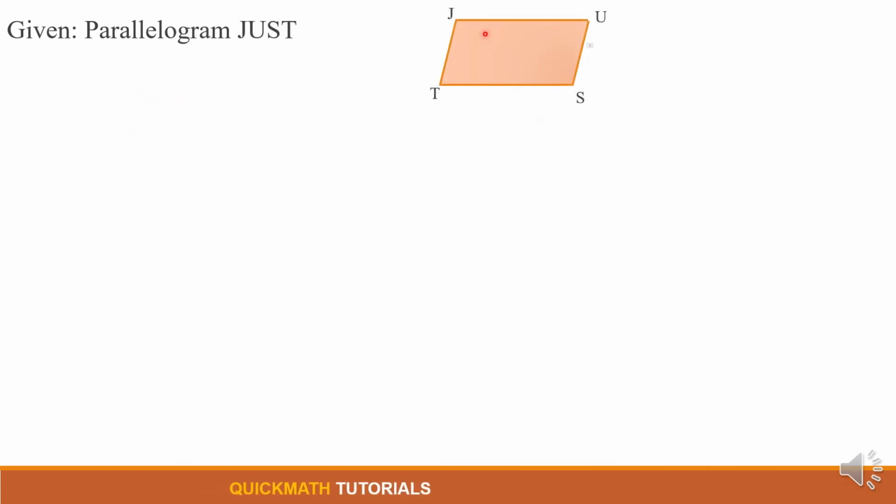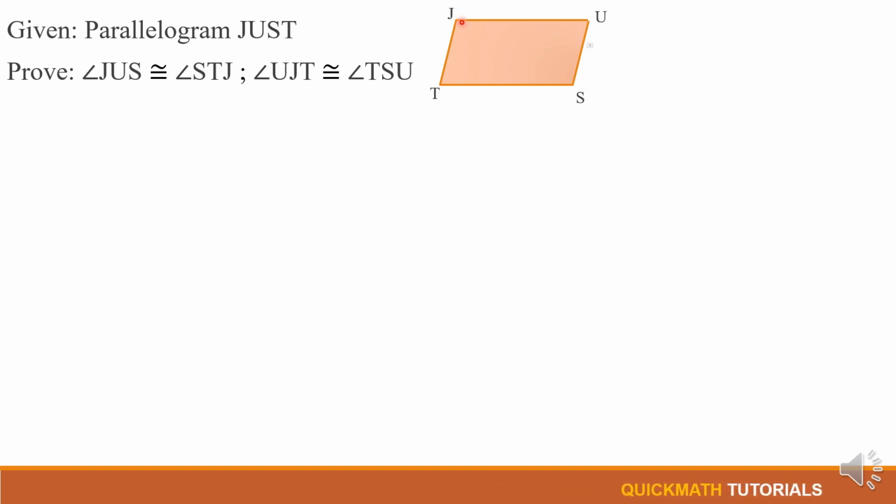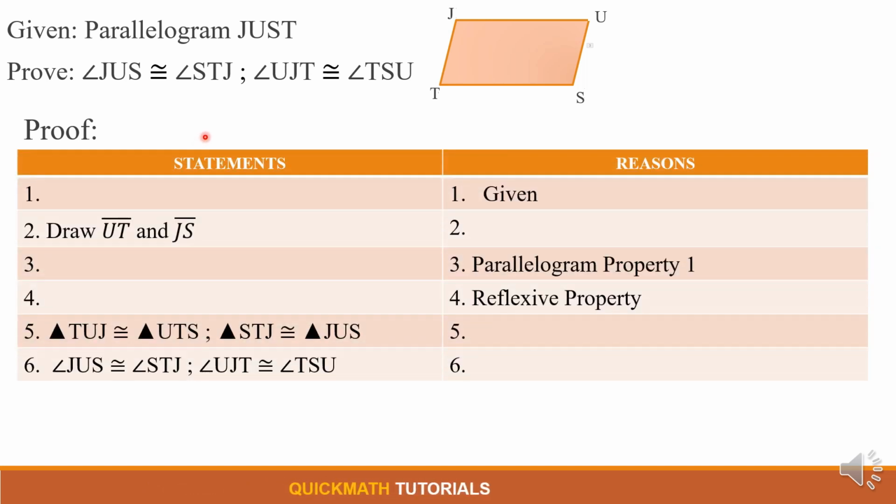Given the parallelogram JUST, we will prove that the angle JUS is congruent to the angle STJ, or the angle UJT, or this angle, is congruent to this angle TSU. Since property number 2 says that any two opposite angles are congruent, we will try to prove that these opposite angles are congruent. So here is our proof.